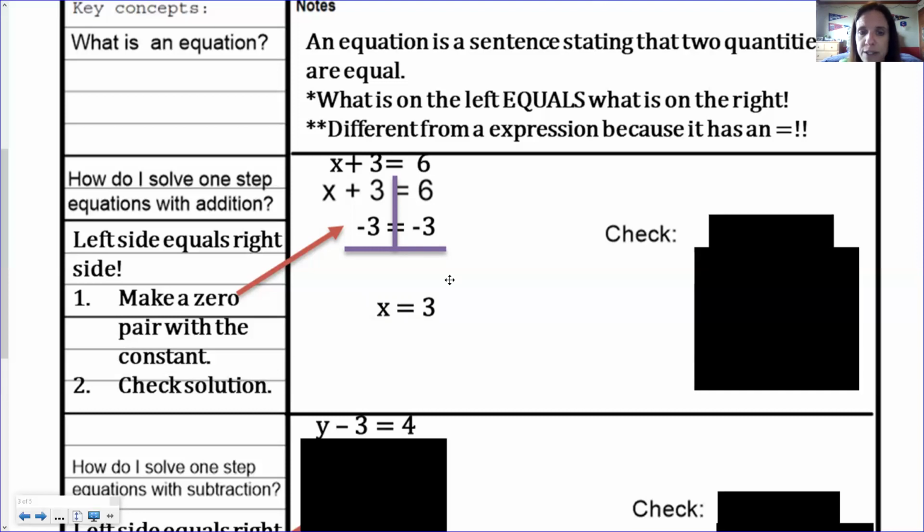Once you get down to this statement where you have variable on left, answer on right, or answer on left, variable on right, it can go either way, you're going to check your solution. To check your solution, rewrite the original equation.